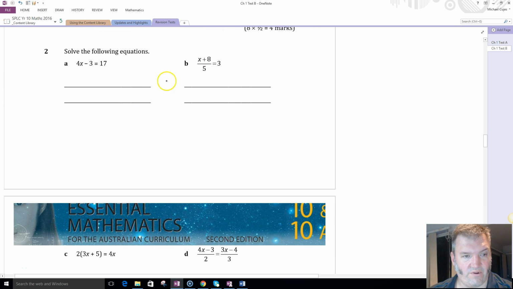Solve the following equations. What do I do first? I want to make sure that I am undressing the x. So what do we do? We get rid of whatever's got the least to do with it first. Add the 3. So that's equivalent to 4x.